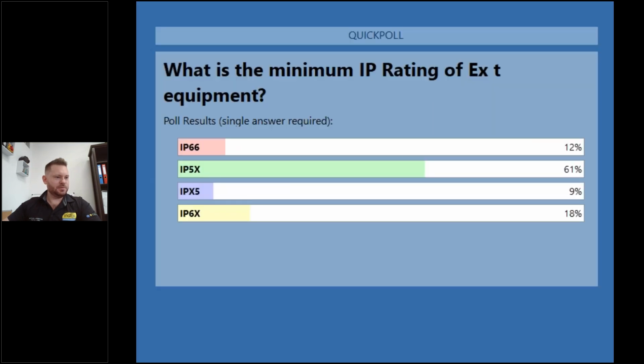Share the poll results. So the correct answer for the minimum IP rating is IP5X, okay? The minimum IP rating of Ex t is IP5X. X means testing of water has not been done. IP6X we will see where that is a requirement, but that's not a minimum requirement. IPX5 refers to water ingress only, while IP66 is the most ideal for a dust installation.